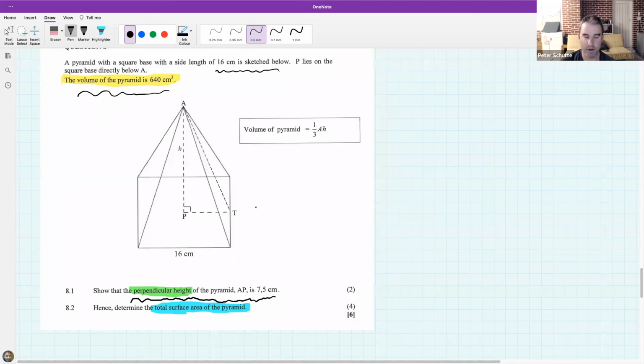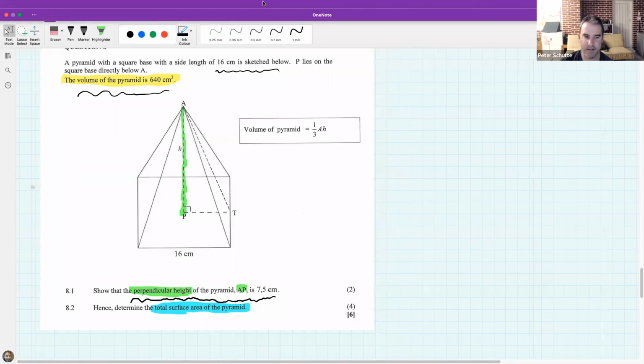Now, first of all, whenever I get a question like this, I go and draw on my drawing. I make sure I know where these things are. So where is the perpendicular height? The perpendicular height is here. Where is A? And that's what we're trying to find. What do we need to work out in order to find what AP is? Who would like to give me a suggestion before I really get going? Who has an idea or a strategy that maybe we could use?